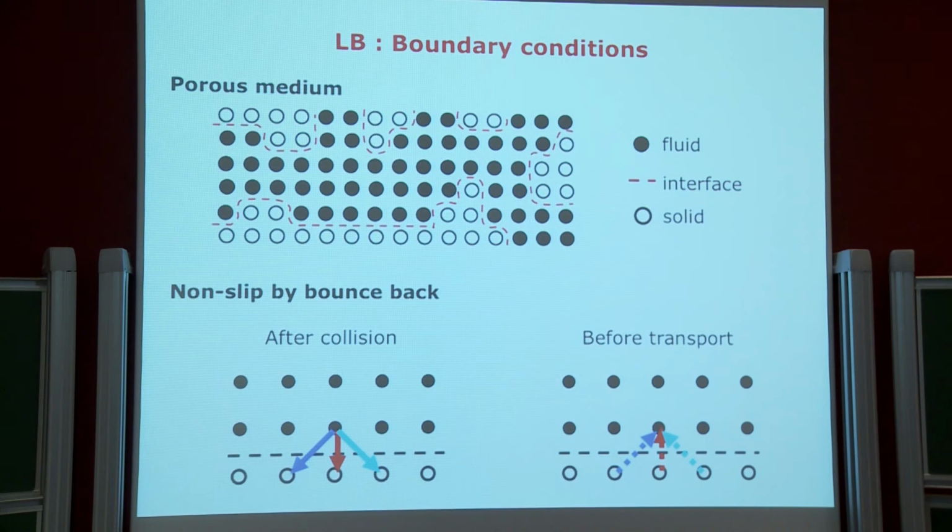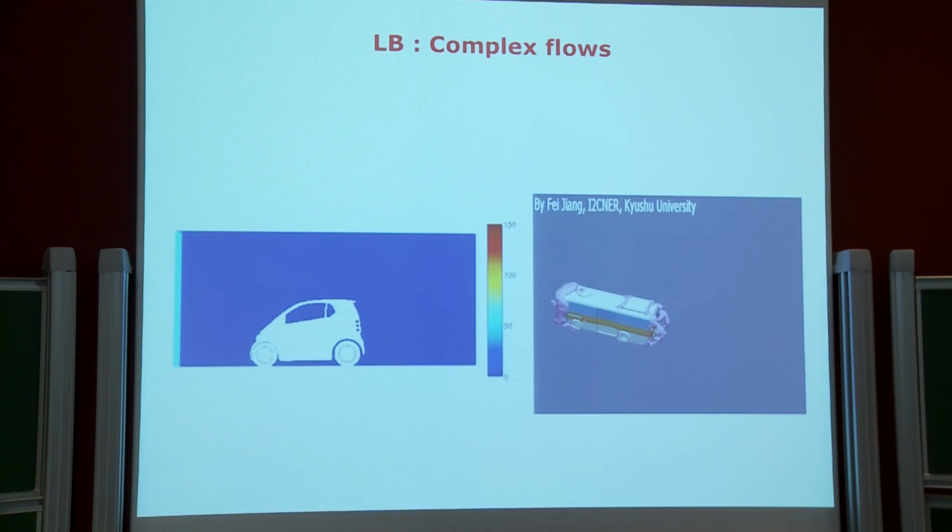Just for example, what is the shape of the interface. You just need to know where the solid is and where the fluid is. And then with this very simple rule, you can implement non-slip boundary conditions, whatever the shape of the interface. So that's very useful if you have a complex shape like here or there.